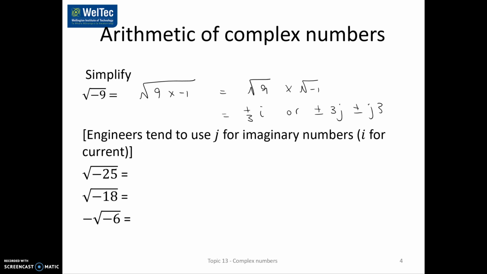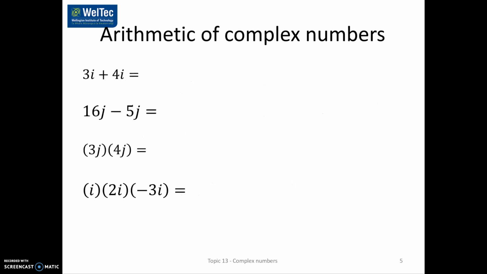And if we look at, say, the square root of -18, the square root of -18 would be the square root of 9 times 2 times -1. So we could break that up into plus or minus 3 root 2 and put the j in the front if we're being engineers.